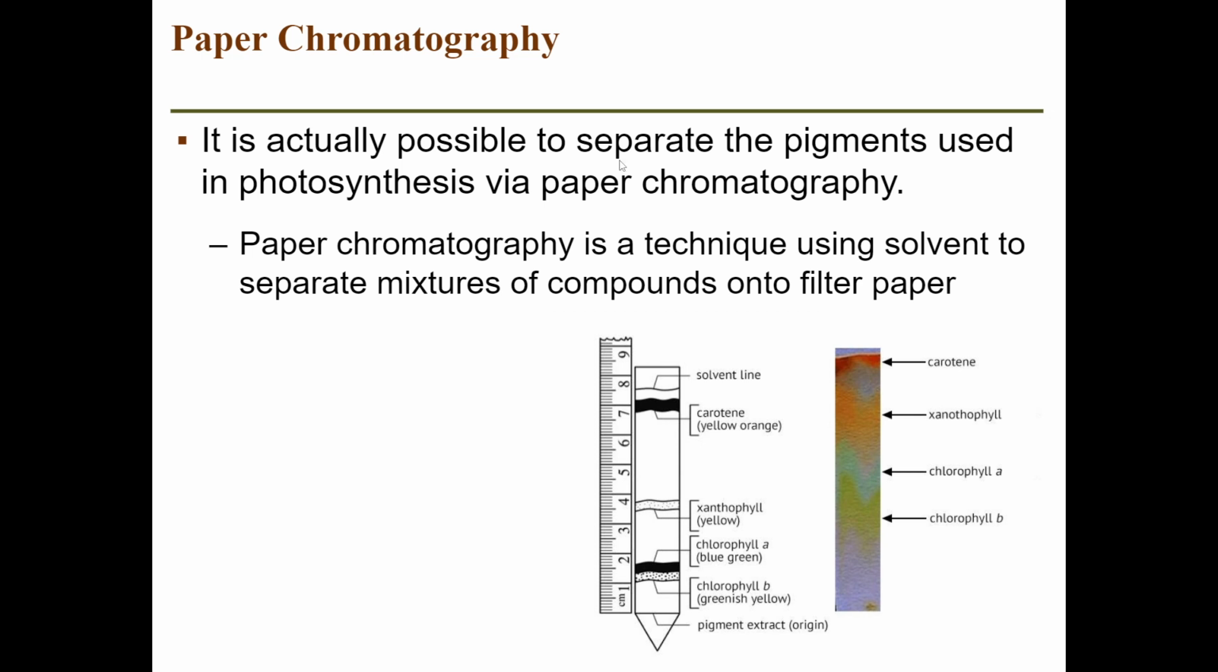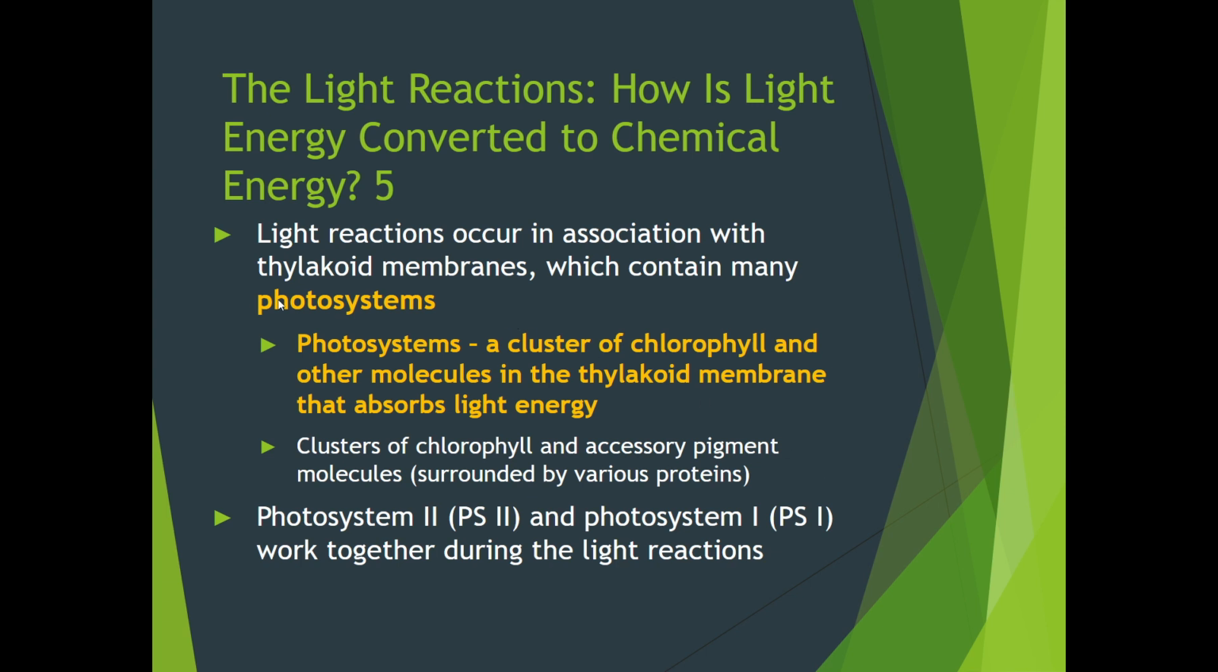Now, we didn't quite have these types of results, but you should have seen chlorophyll B and A separate out. Chlorophyll A has more of a blue color, whereas chlorophyll B can have anywhere from a yellow to green color. Xanthophylls and carotene should have orange to red colors. All right, so let's move on and look at the specific reactions in more detail.